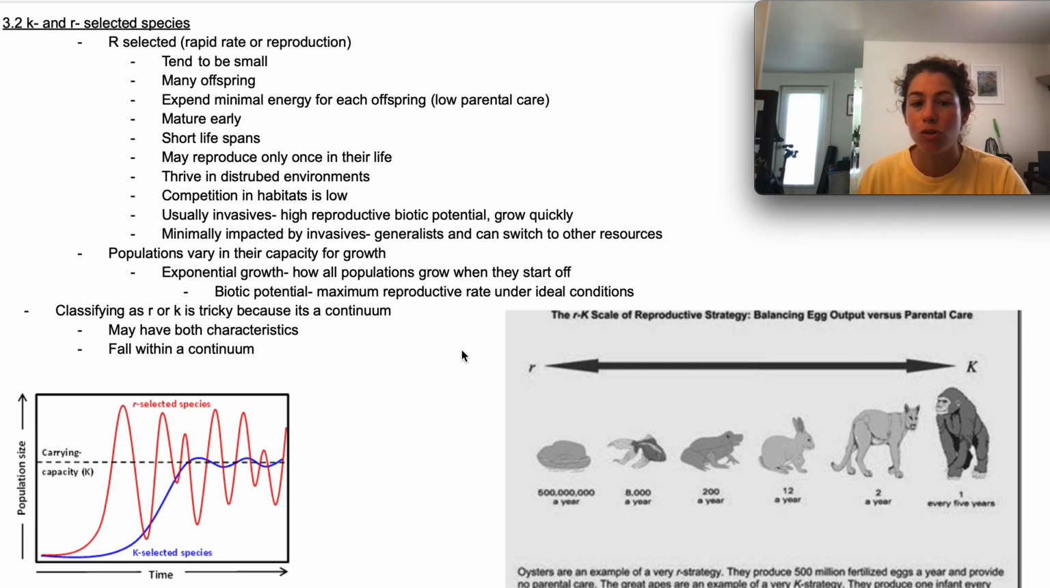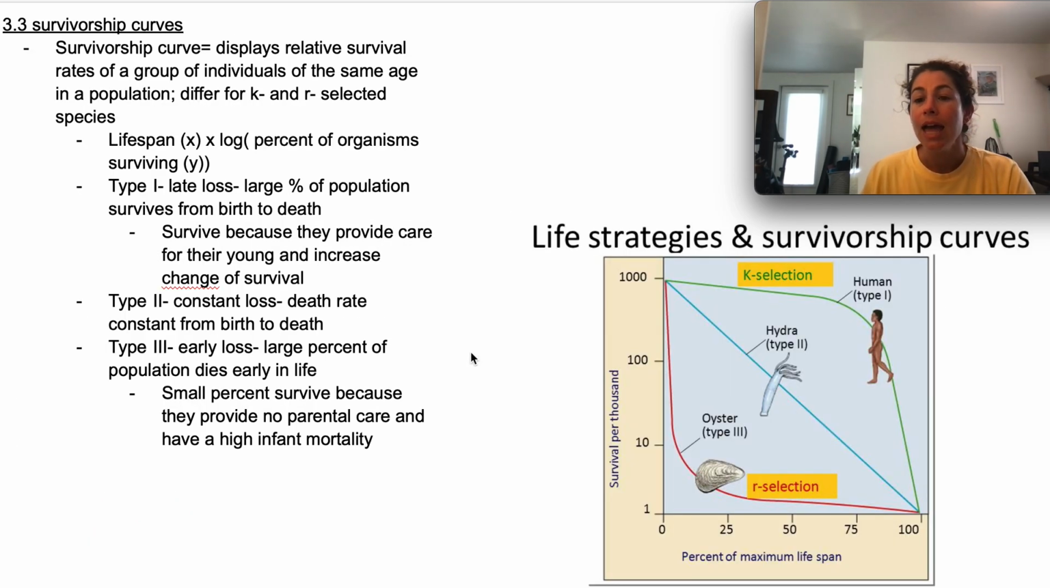Classifying can be tricky. Generally, you're not going to have only K strategies or only R strategies. You're going to have a combination of both. So most species have both R and K strategies, but they're more one or the other. For the exam, for AP and for mine, it should be pretty clear which one it is. We're looking for you to be able to differentiate between our R and K strategies.